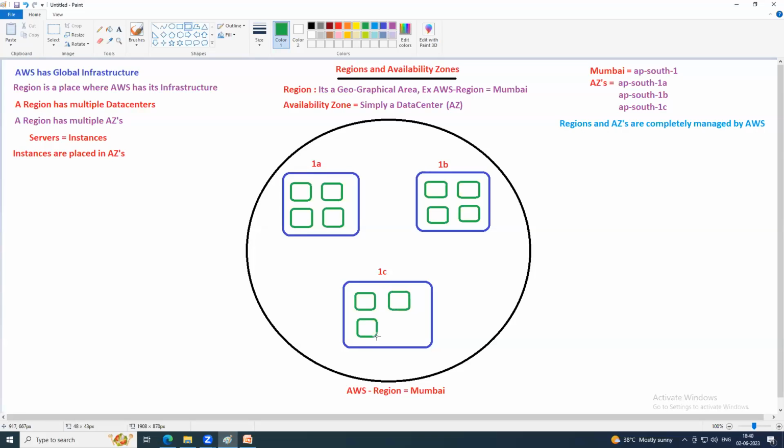Can you go and launch this? So will you distribute the EC2 instances across availability zones? See, what is the wording that I'm using? You are distributing the EC2 instances across availability zones. Okay, now you're putting a few EC2 instances in 1A, a few EC2 instances in 1B, a few EC2 instances in 1C.